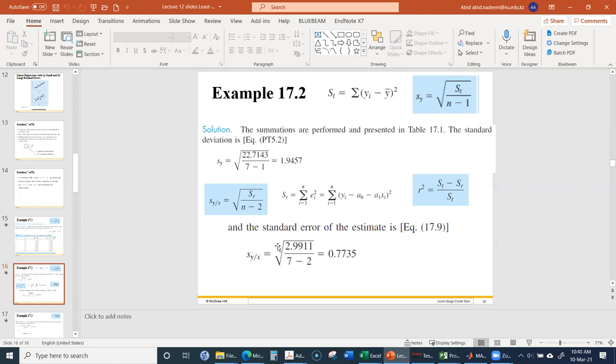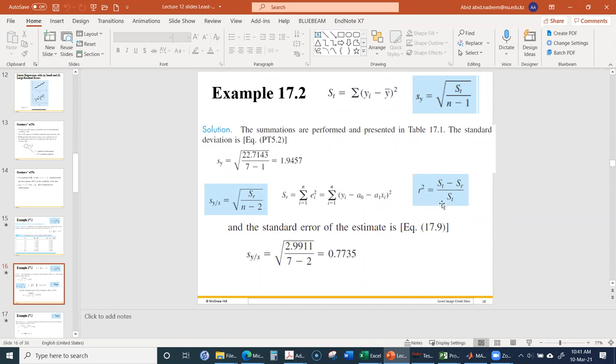So this will be N minus 2. So in this case, it will be 0.7735. So again, you can see that the standard deviation and the standard error of the estimate have their values. And you can see that the standard error of the estimate is much less than the standard deviation of the data. Okay, so which means that the spread of variation of the estimated value is much smaller than the variation of the original data points.